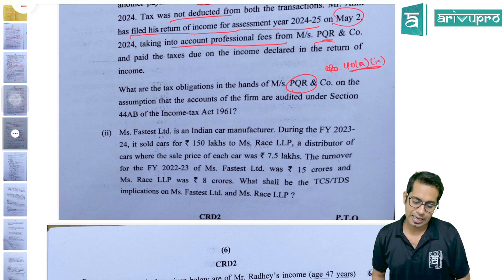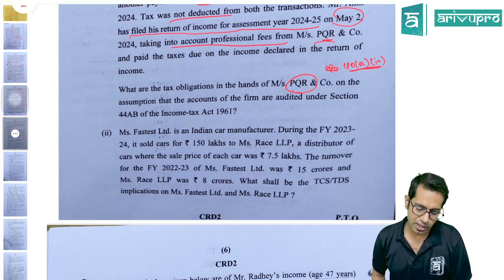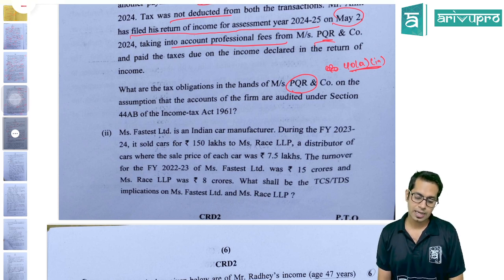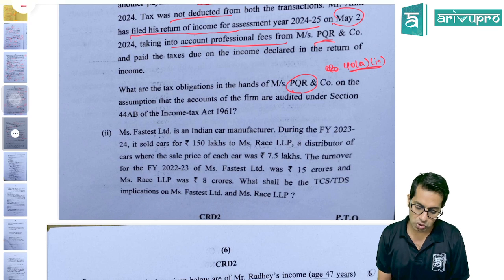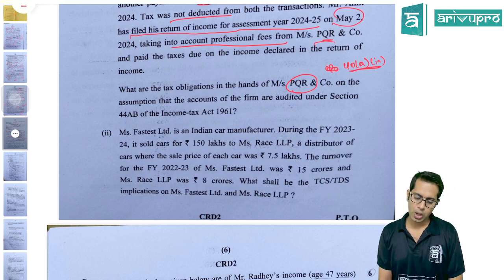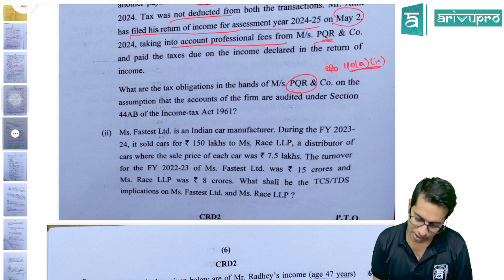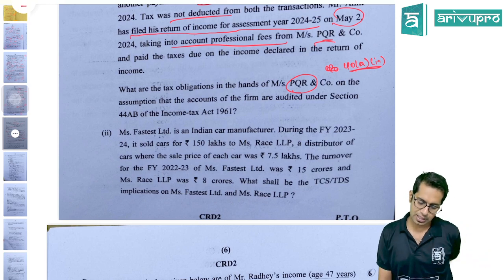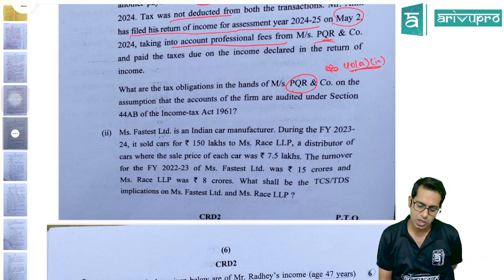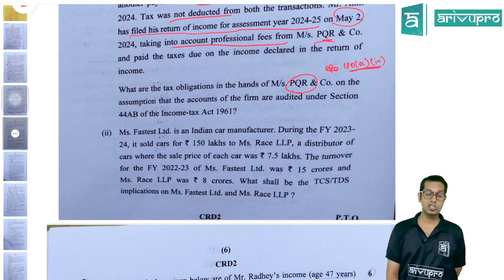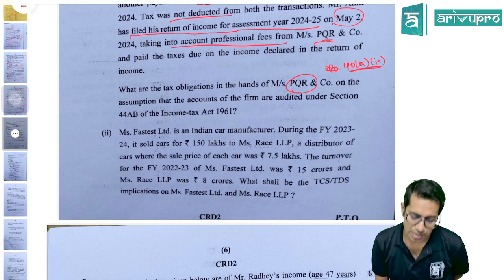Fast Limited is an Indian car manufacturer. During financial year 23-24, it sold cars for 150 lakhs, 1.5 crores, to Race Limited, a distributor of cars, where the sale price of each car was 1.75 lakhs. The turnover for financial year 22-23 of Fast Limited is 15 crores, which is more than 10 crores. Okay, and Race Limited, it is 8 crores.